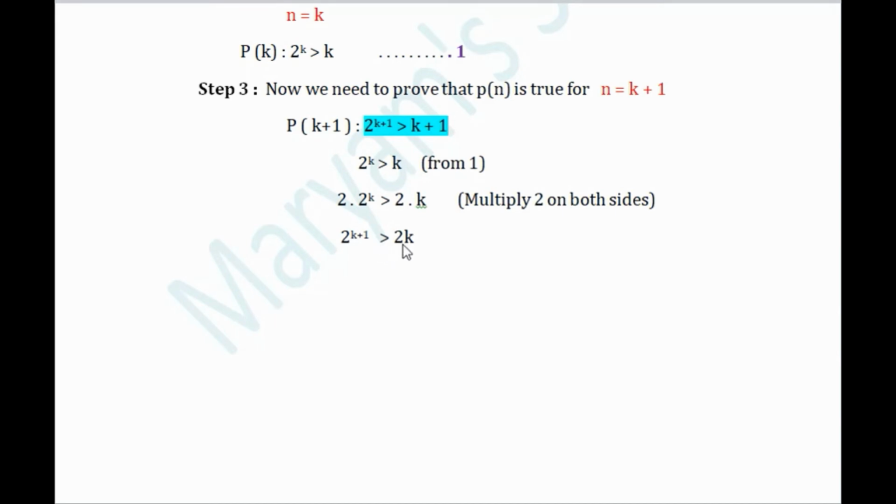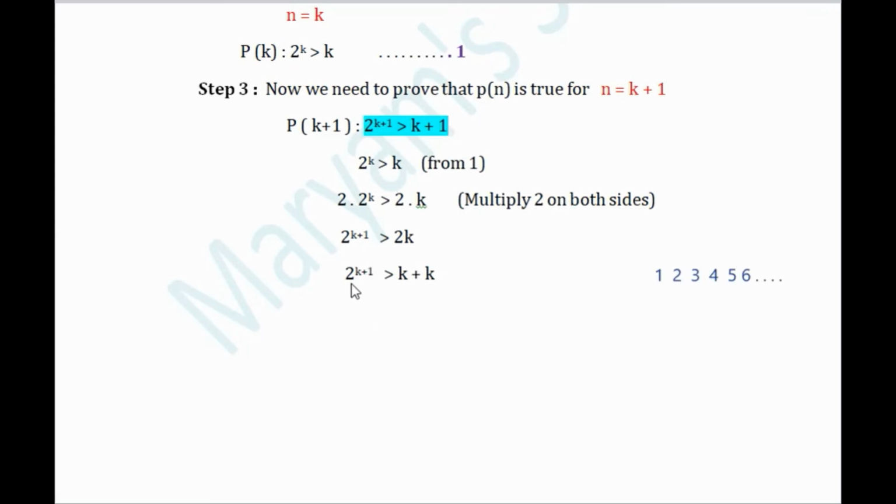As I want to get k+1 here, I have written 2 raised to k+1, which is greater than 2k. But here I want to prove that 2 raised to k+1 is greater than k+1 and not 2k. Let's see how we get this. Let me write in this fashion. Let me split this 2k. I write this 2k in this fashion because I need something like k+1, but still I'm not able to get k+1. So what do we do now? Let us apply some logic here.